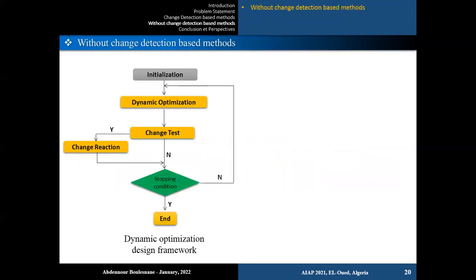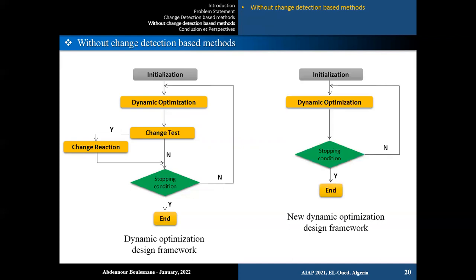So to avoid these drawbacks, a new initiative has recently been undertaken. This new idea consists of developing new algorithms that will be able to deal with dynamic environments adaptively without using any change detection schemes. In other words, solving dynamic optimization problems without using any change detection methods to deal with the diversity loss problem and the outdated memory problem.